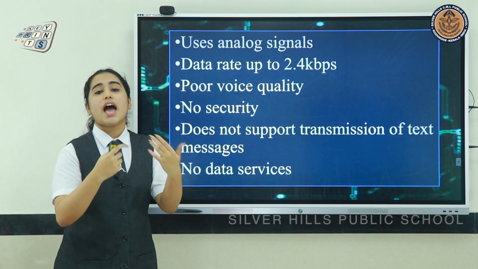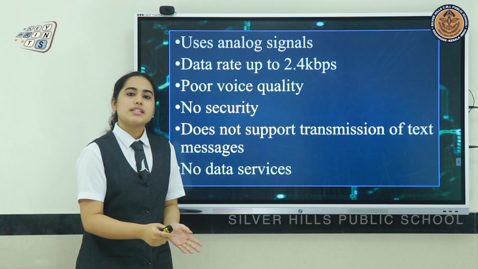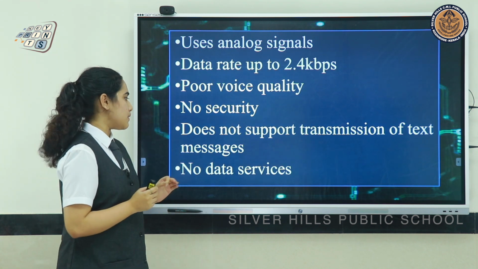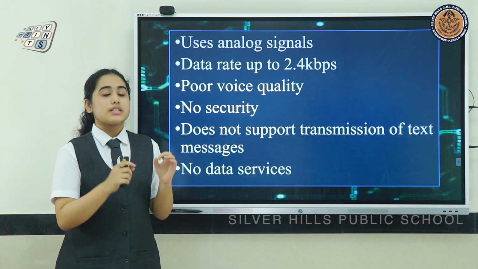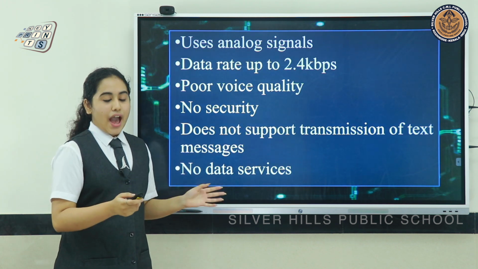We have seen that it doesn't have any screen. That means we can't have any text messages. Only voice calls were possible. And there weren't any data services. The only purpose of 1G mobile phones in the 1980s was to have voice calls.